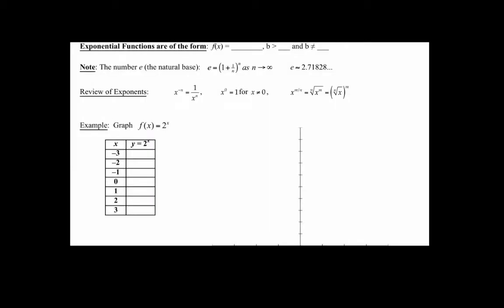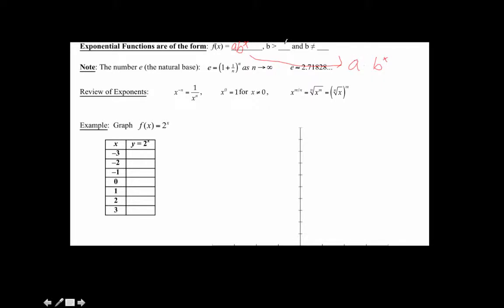Okay, so now we're going to talk about exponential functions, which may not actually be the ideal order, but that's the order I'm going in. So an exponential function is one that looks like a times b to the x.